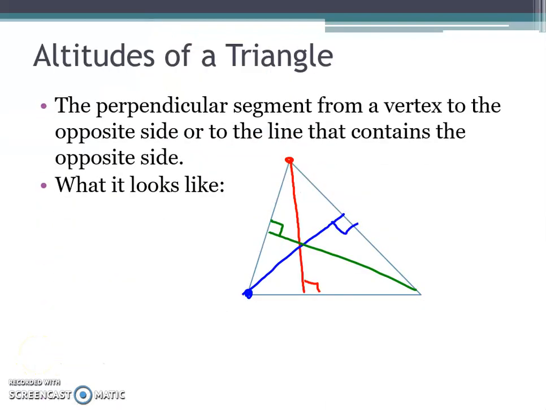So what are altitudes of a triangle? The perpendicular segments from a vertex to the opposite side or to the line that contains the opposite side. What it looks like: this is the vertex, you draw a straight line and make 90 degrees. This is an altitude. You have to use a vertex, and a triangle has 3 vertices. If you draw a straight line from this vertex at 90 degrees, that's an altitude. So each of these, if you make a 90 degree angle, are altitudes. So there are 3 altitudes here.